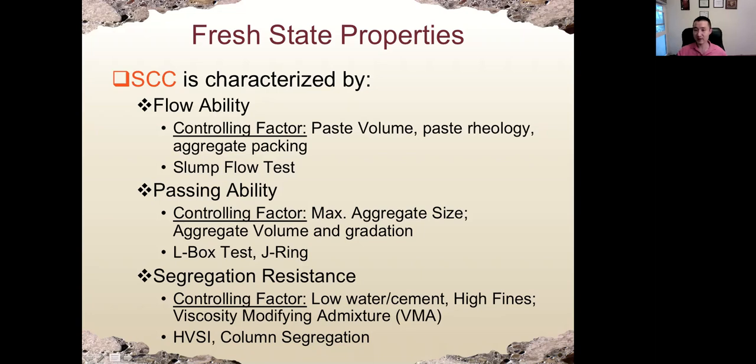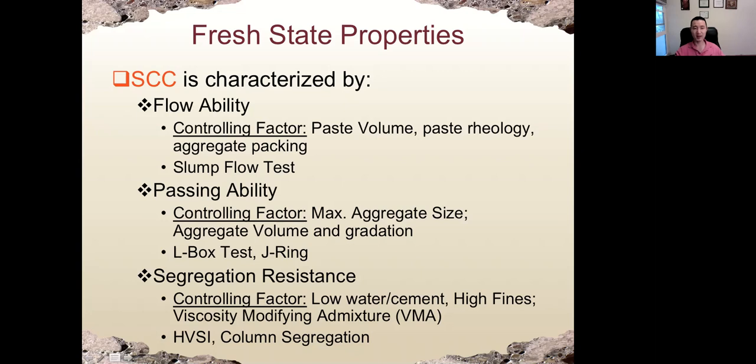The viscosity and yield stress of cement paste, which we call paste rheology, is also important. That is controlled by water to cement ratio and admixtures. And also the packing density of aggregate. How well we pack the different types of aggregate can also control the flowability of concrete. The test method for flowability is the slump flow test, as we saw earlier.